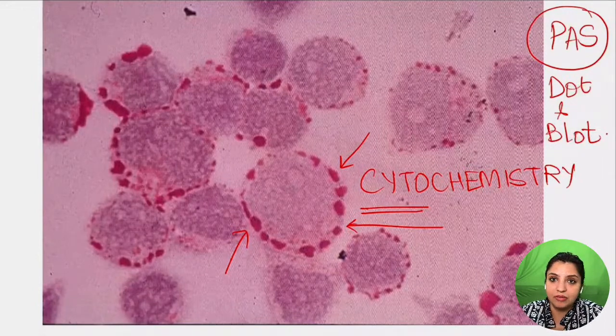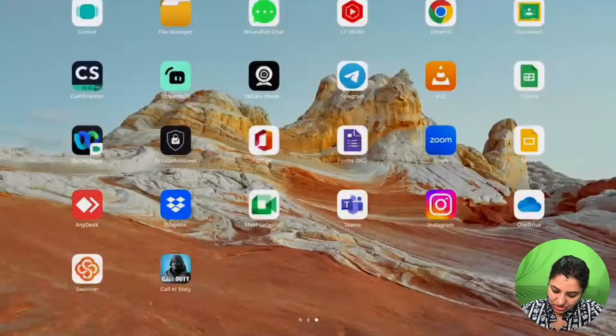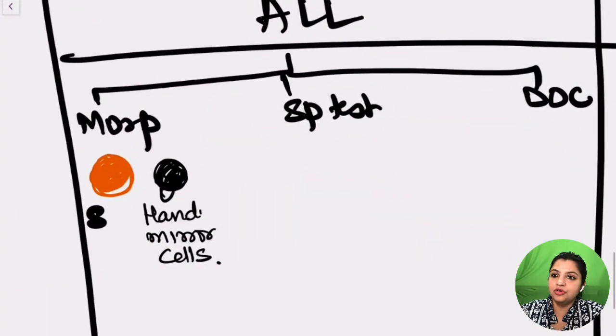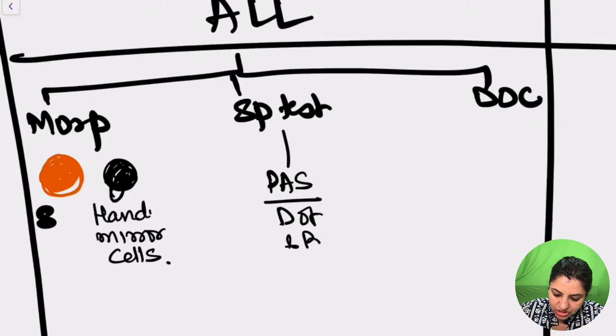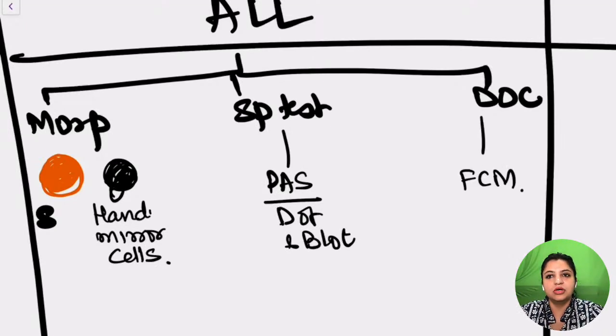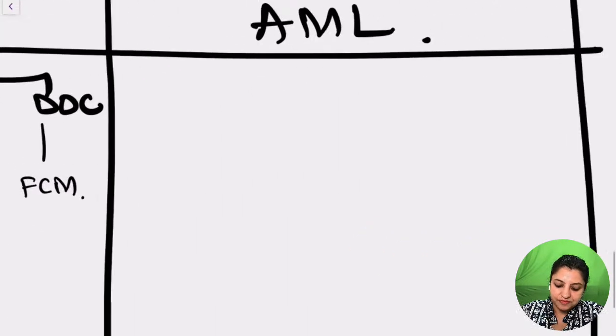Now let's come to AML. Before we go to AML, let me just finish this chart for you. Morphology: hand mirror cells. Special test: PAS, which will give you dot and blot positivity. And what is the diagnosis of choice? Flow cytometry. That's it. Now, let's come to AML.